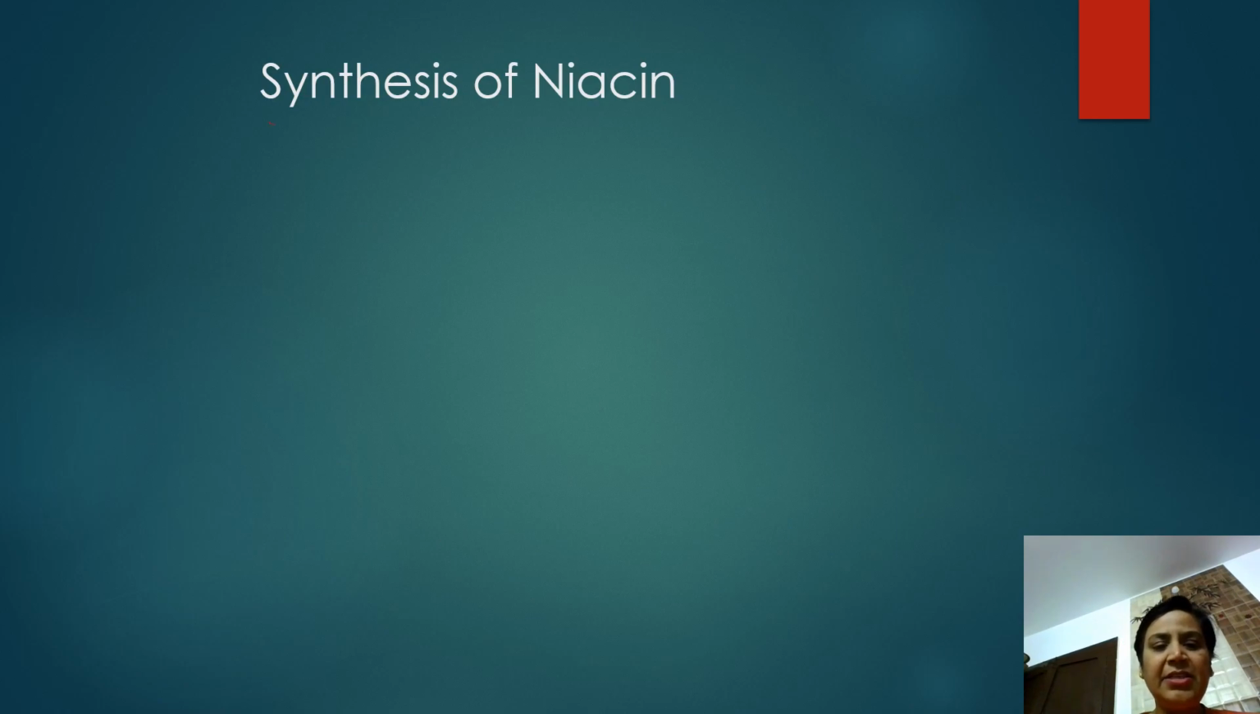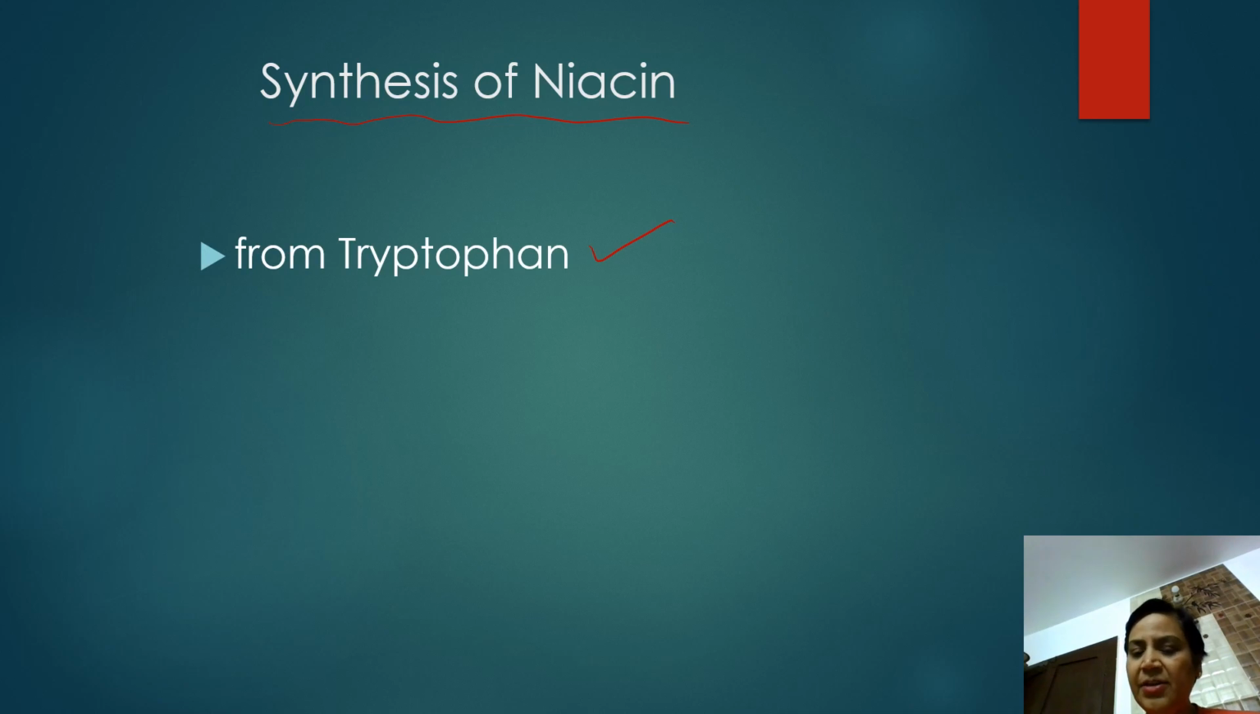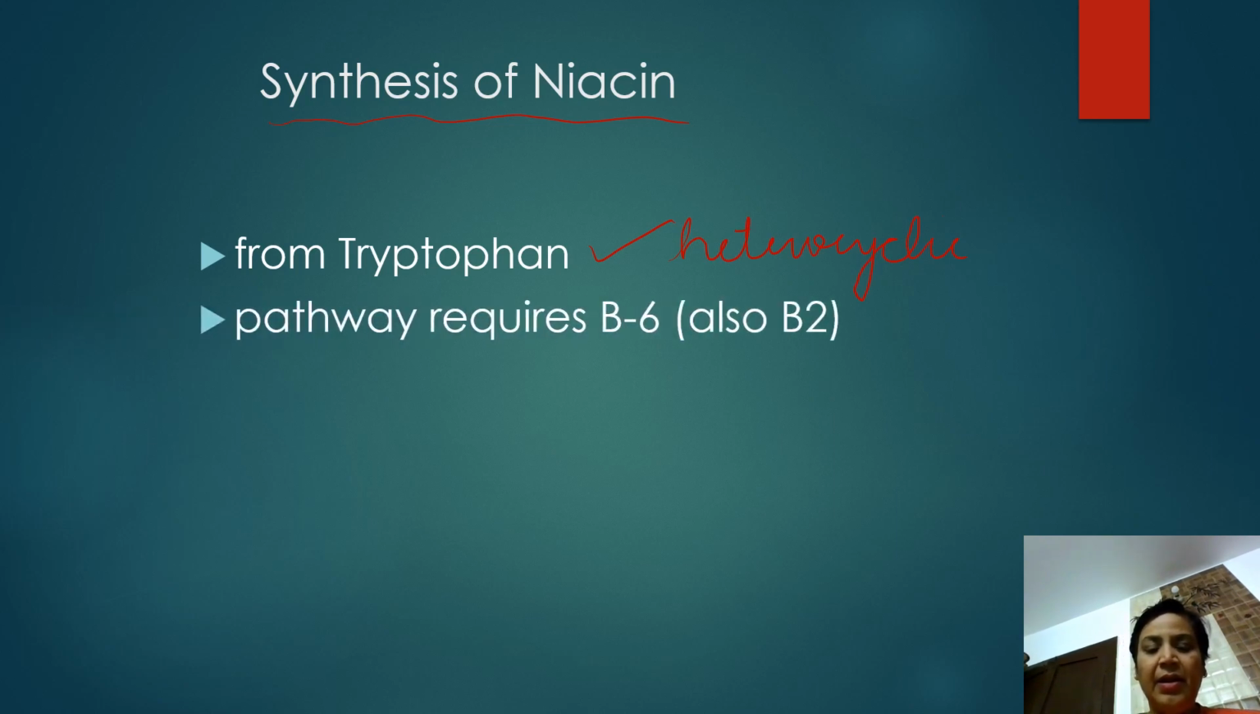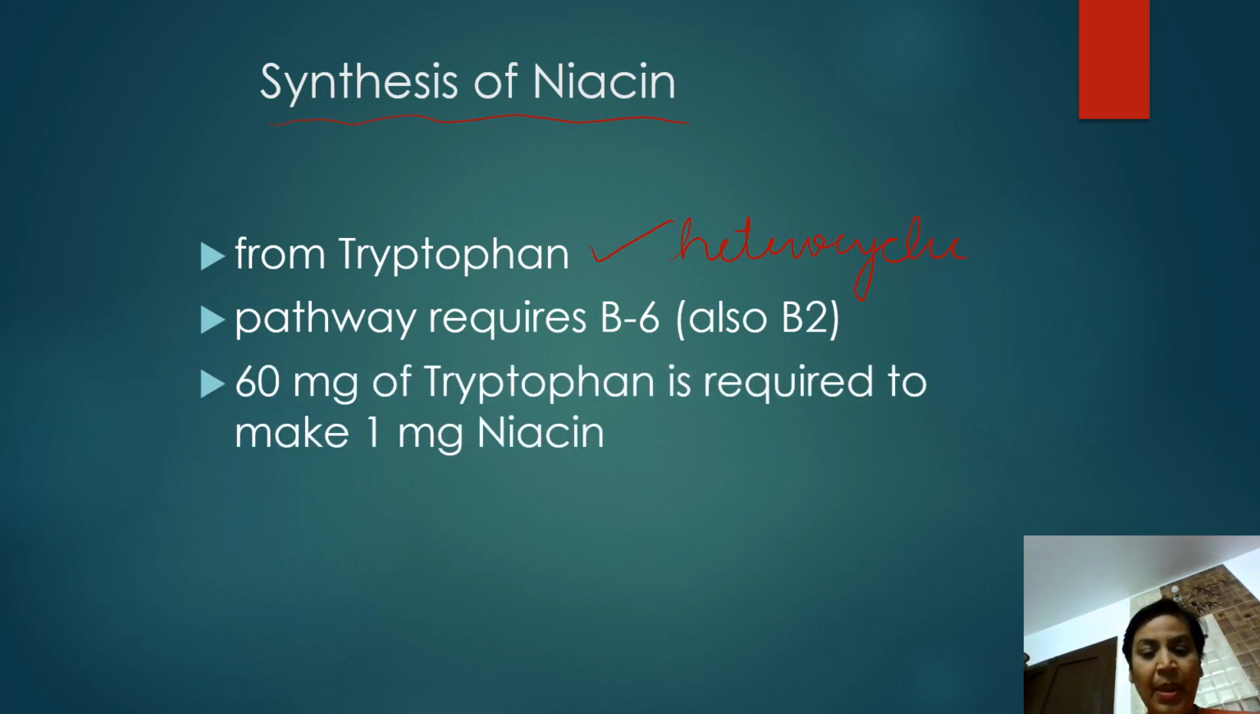Then synthesis of niacin. Niacin is the only vitamin which is synthesized in our body from tryptophan. Tryptophan is a heterocyclic amino acid. This pathway requires B6 and B2. And very important, 60 milligram of tryptophan is required to make 1 milligram of niacin.